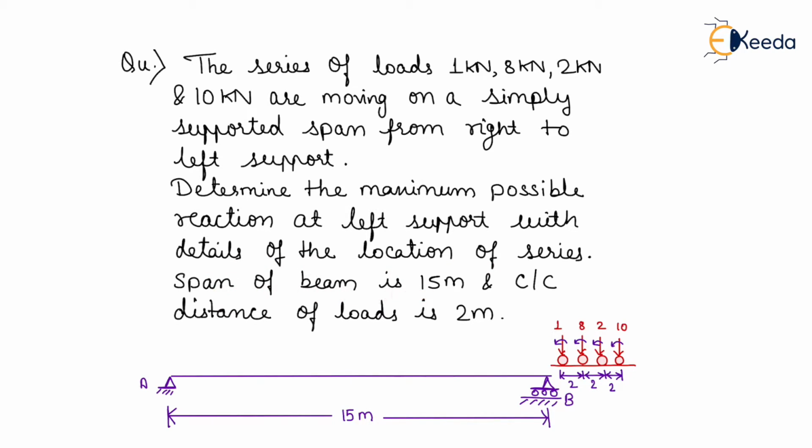Span of beam is 15 meter and center to center distance of load is 2 meter. It means that the span length is 15 meter and center to center distance between loads is 2 meter. Now we need to find the maximum possible reaction at left support and details of the location of series.